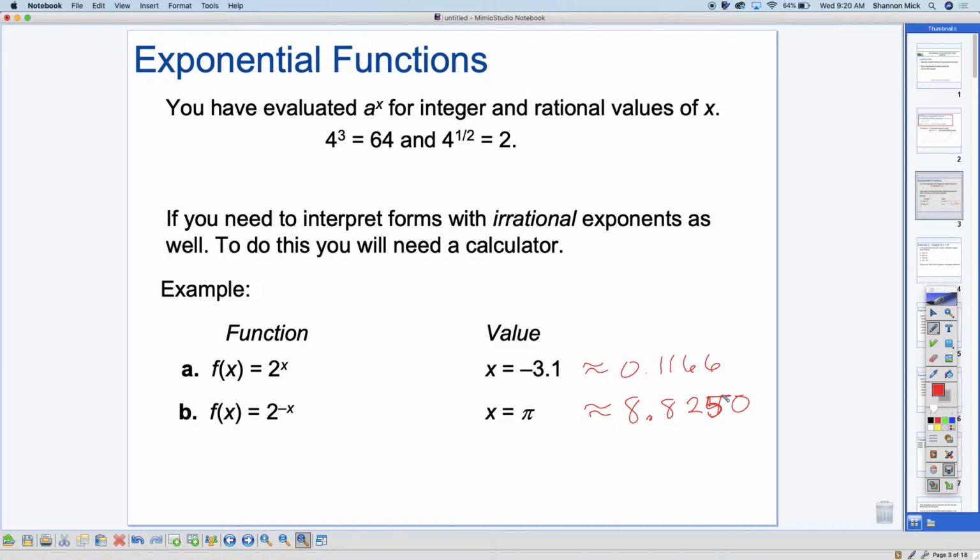4 times 2 is 8, 2 times 2 is 4, and 4 times 8 is 32, okay? Up to like 2 to the 10th, I would make you do it on your own. Hopefully you would know that 2 cubed is 8, right? So you could start at 8.